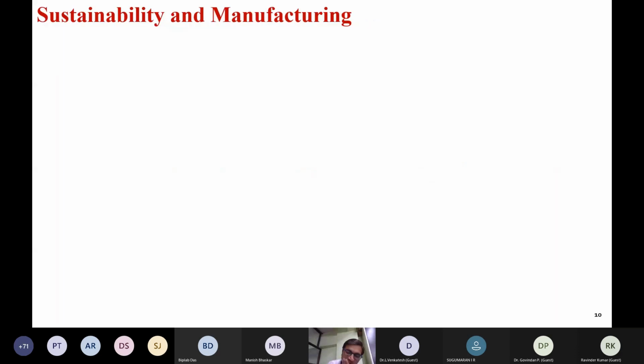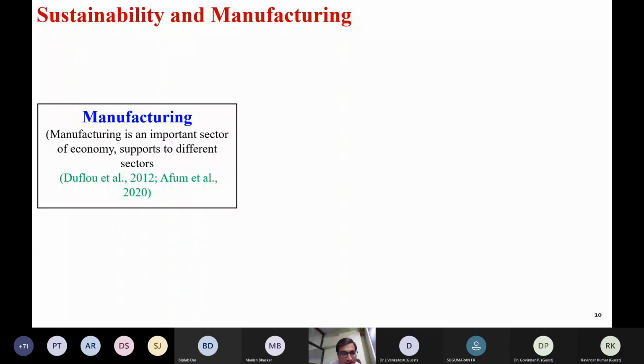Now, after understanding the basic concepts, here I'll discuss sustainability and manufacturing. How many of you are aware of sustainability? Manufacturing, as I said, plays a significant role in the development of any country, and it supports the different sectors. On one side, it has a lot of advantages and supports growth, GDP, and employment creation. But on the other hand, it has a lot of negative impacts on the environment.